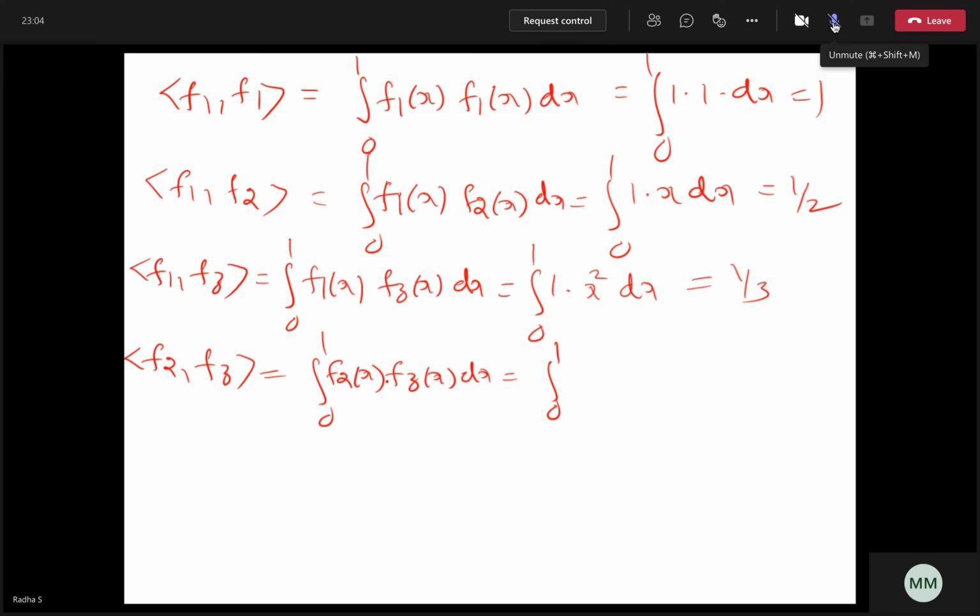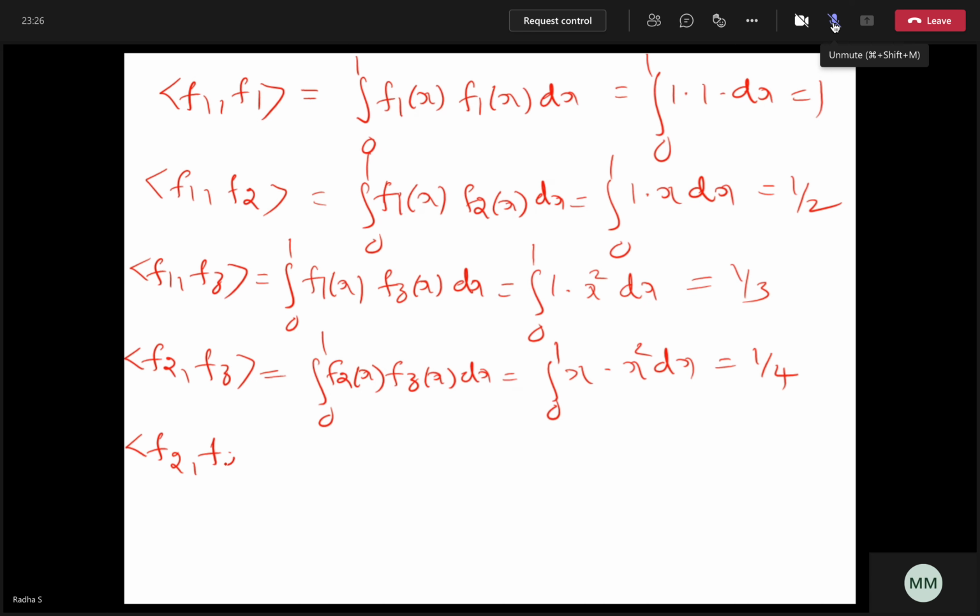What is F2? x. F3 is x square dx. x into x square, x cube. So x cube on integration gives 1 by 4. Check. Okay, then something more left out, right? F2, F3 is over.